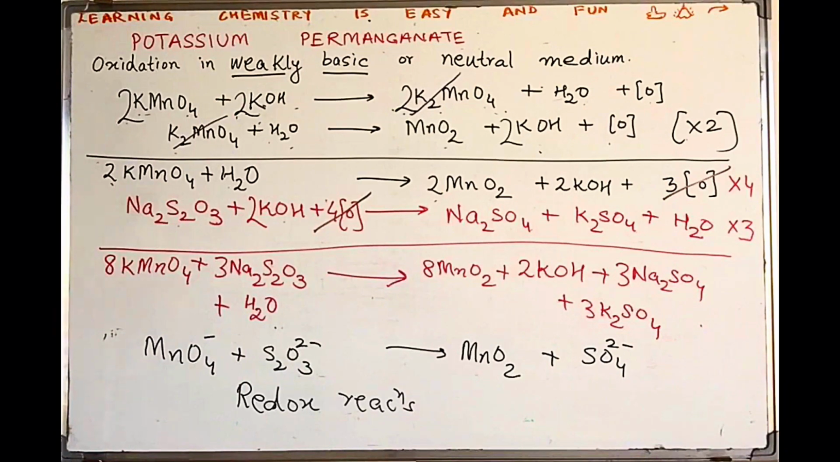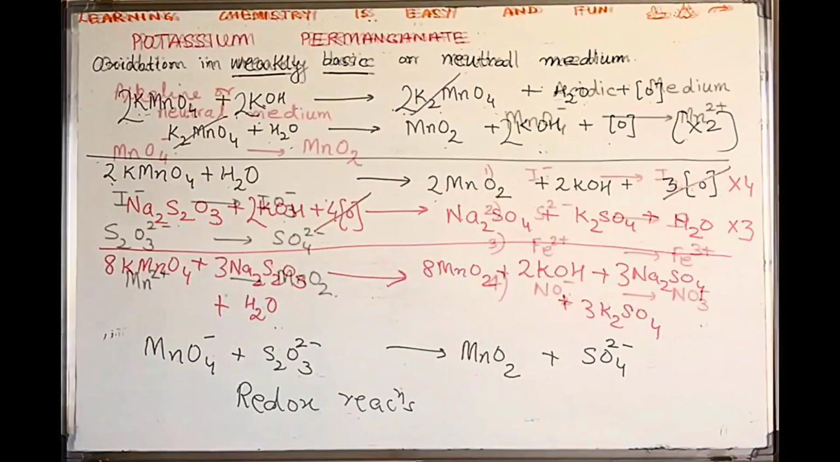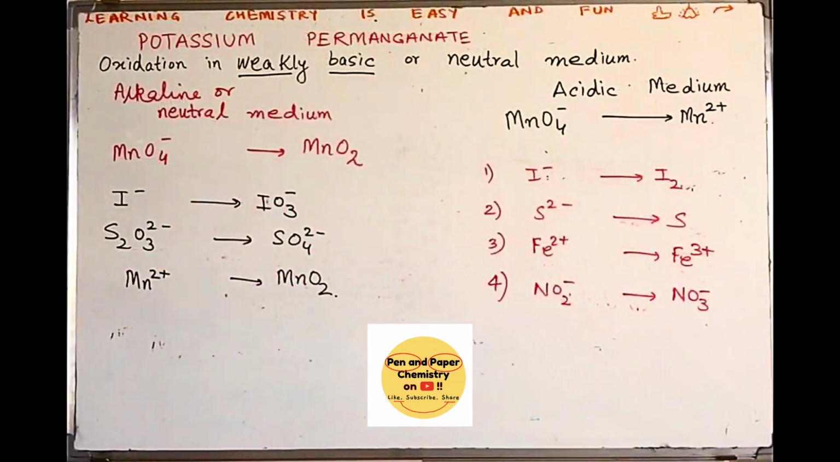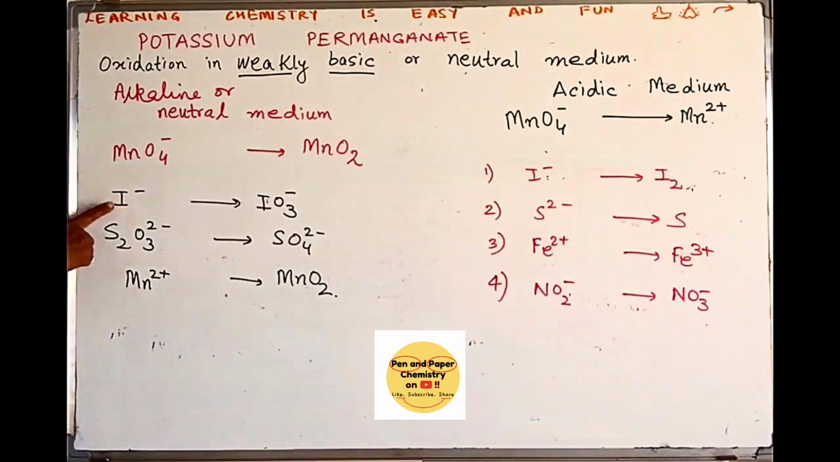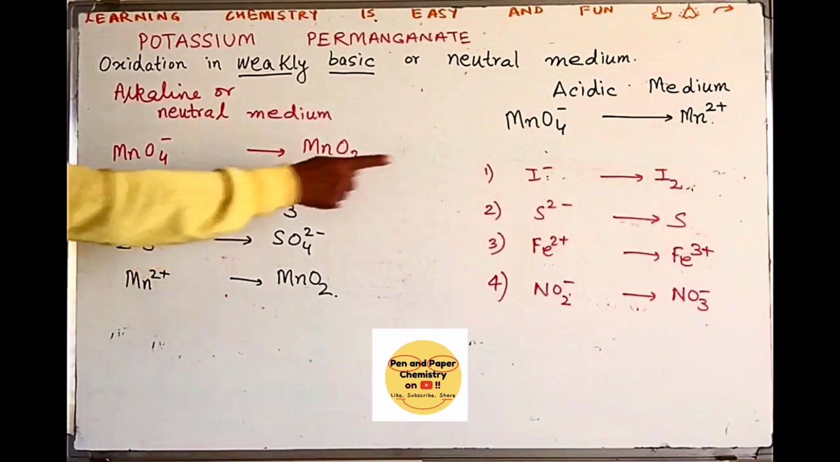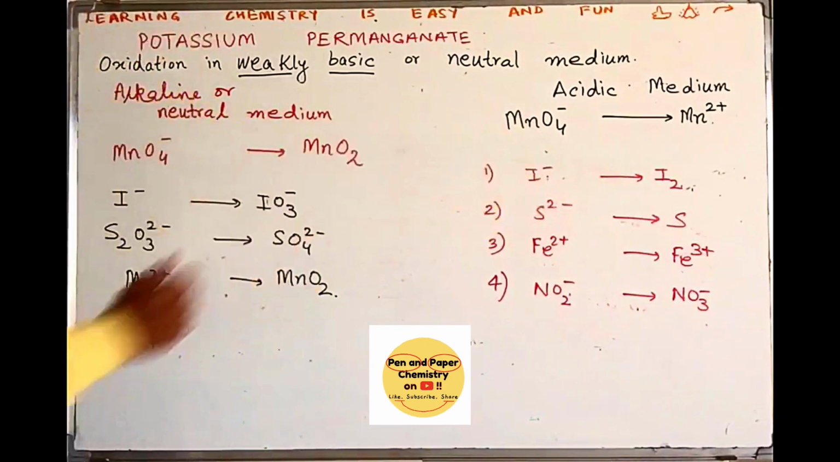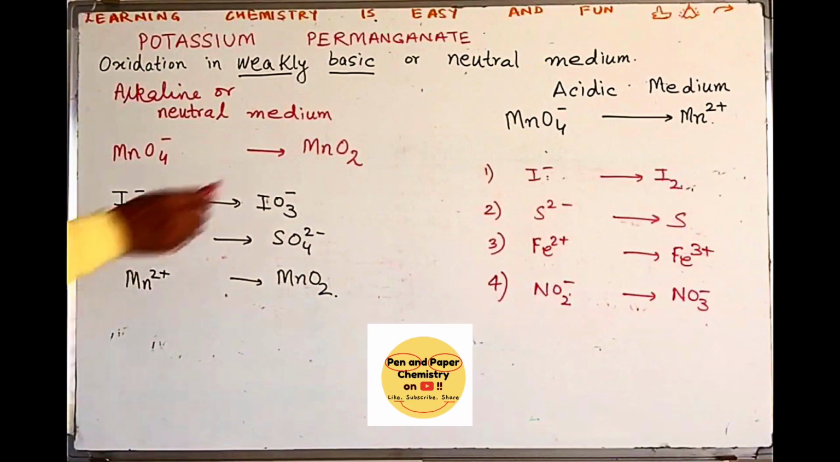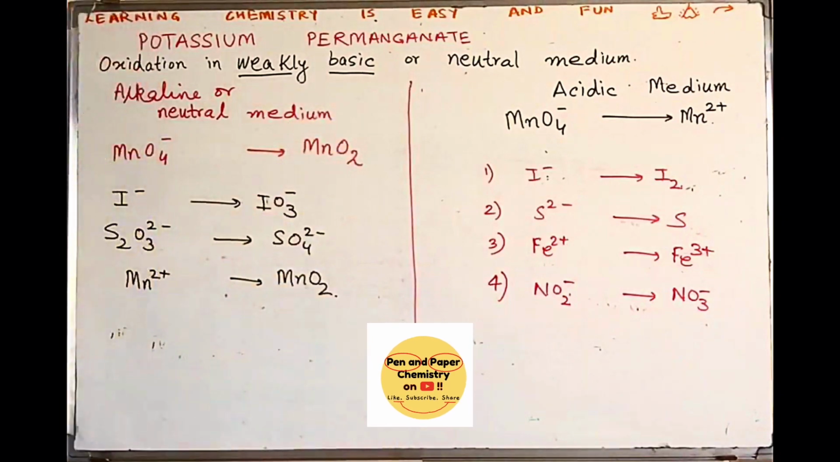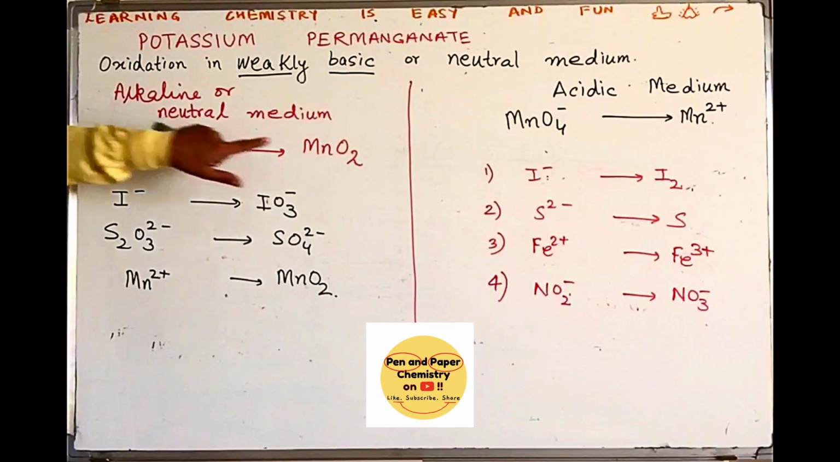So let me give you a quick tip on writing ionic equations in acidic as well as basic medium. You notice over here the pH of the medium plays a great role in defining the products of any reaction. For example, if it's an alkaline medium, the iodide gets converted into iodate. But if it's an acidic medium, the iodide gets converted into iodine. If you want to learn only how to write the ionic equation, and you don't want to get into the nitty-gritty of writing the molecular equation and then converting it into ionic, the basic equation in the alkaline or neutral medium remains as MnO4 negative changes to MnO2.